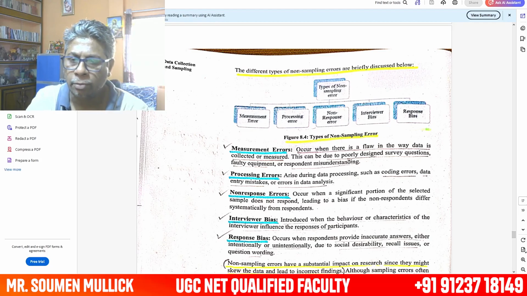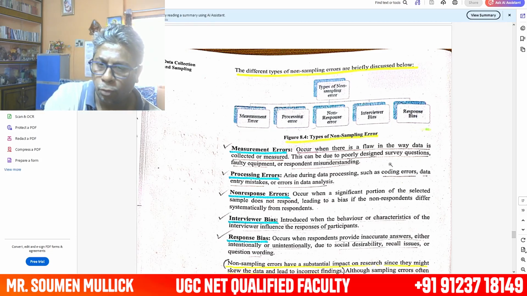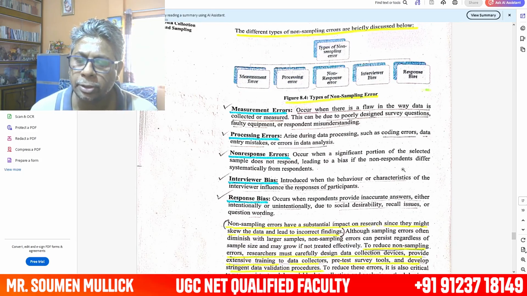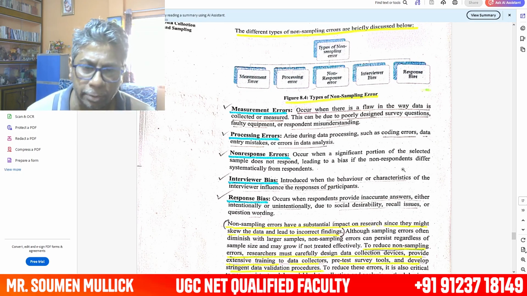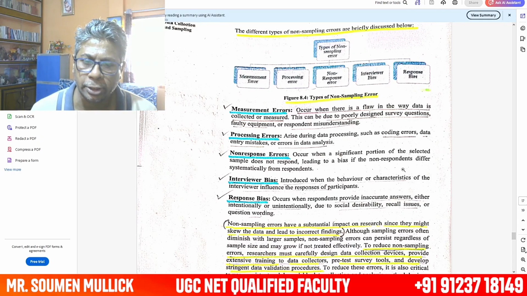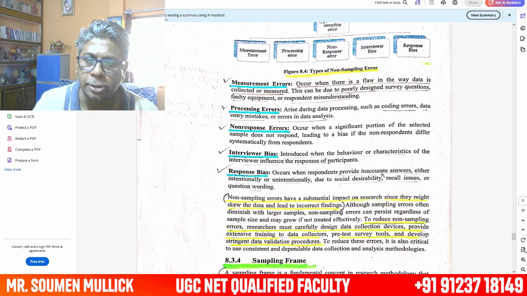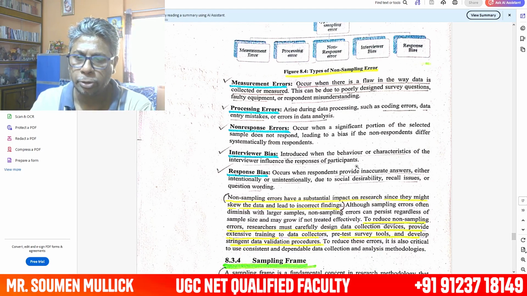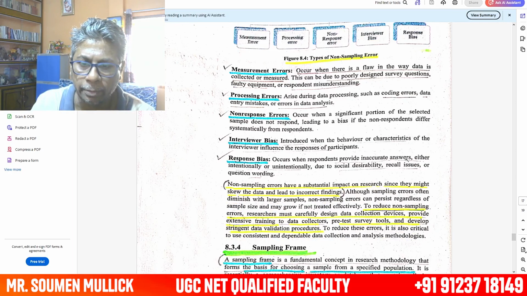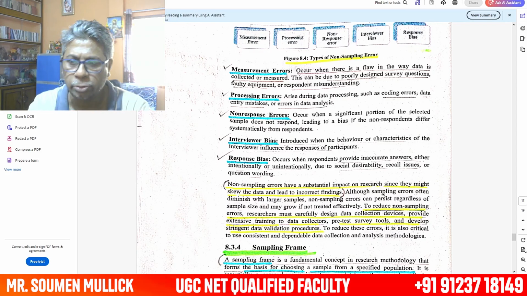Processing error. Measurement error occurs when there is a flaw in the way data is collected or measured. Processing error arises during data processing, such as coding errors and data entry mistakes. Non-response error occurs when a significant portion of the selected sample does not respond. Interview bias is introduced when the behavioral characteristics of the interviewer influence the response of the participant. Response bias can happen when the respondent provides inaccurate answers, either intentionally or unintentionally, due to social desirability.